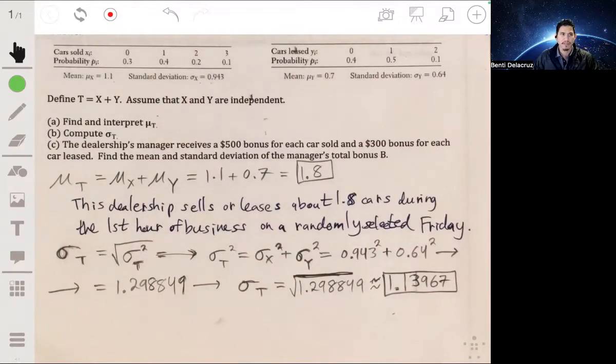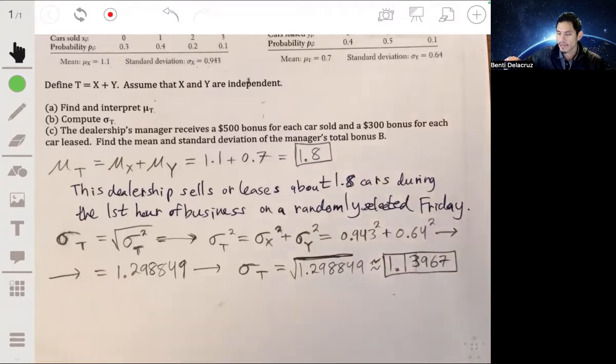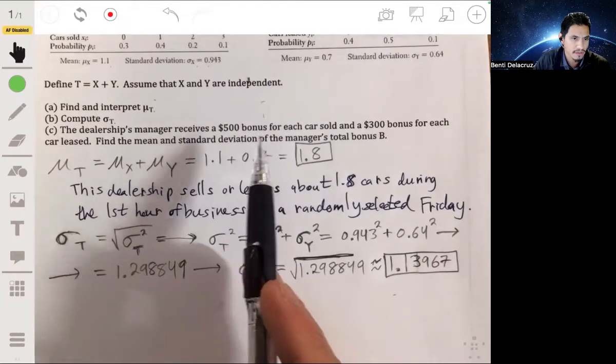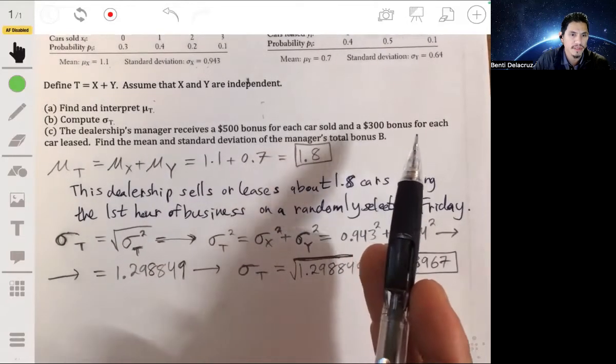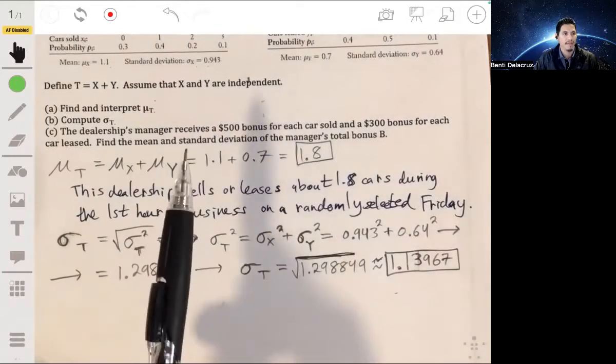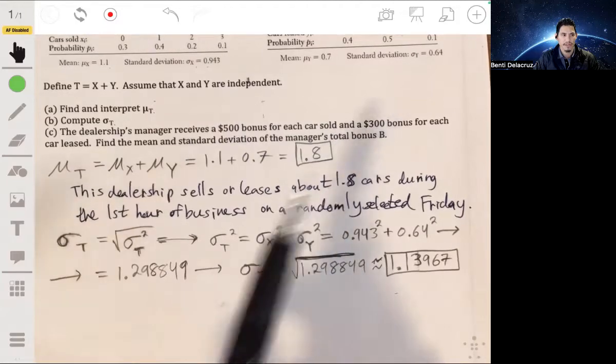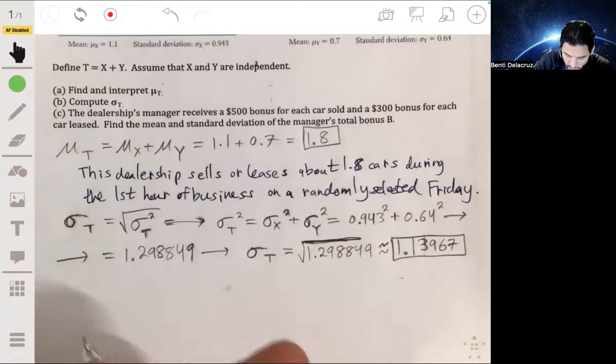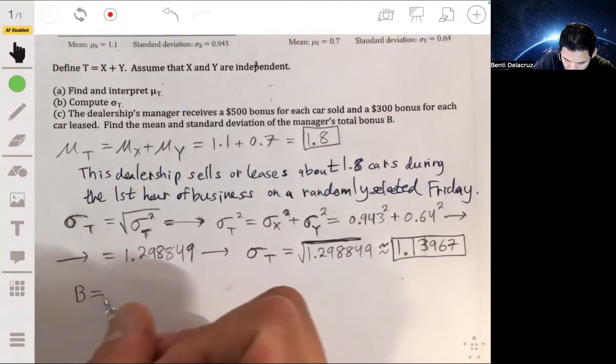All right, now let's look at part C. Here we have that the dealership's manager receives a $500 bonus for each car sold and a $300 bonus for each car leased. We have to find the mean and standard deviation of the manager's total bonus. So let's start off by first finding a formula for B. So we're going to have B equals.